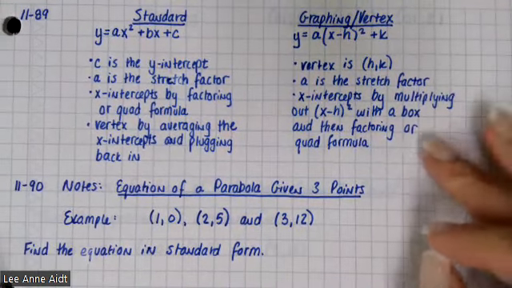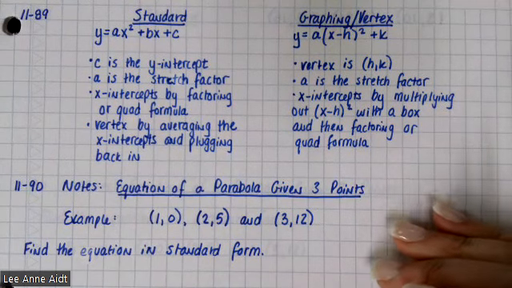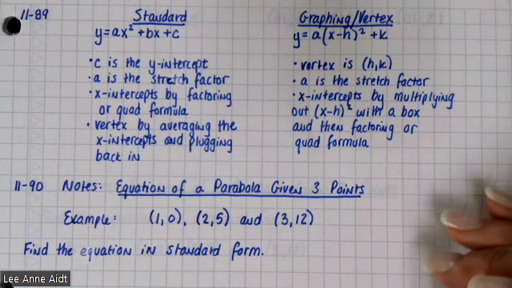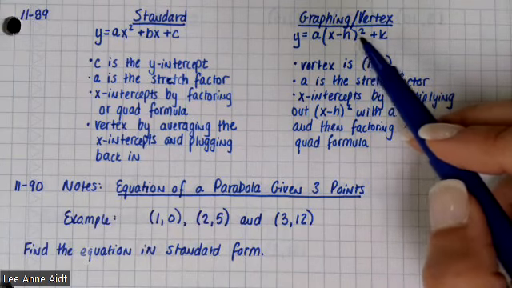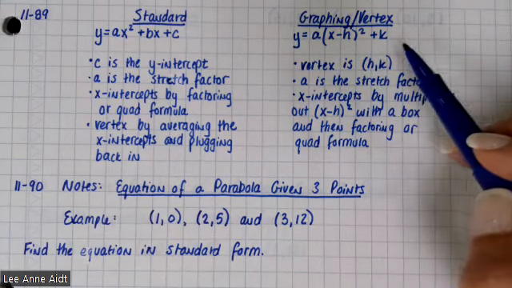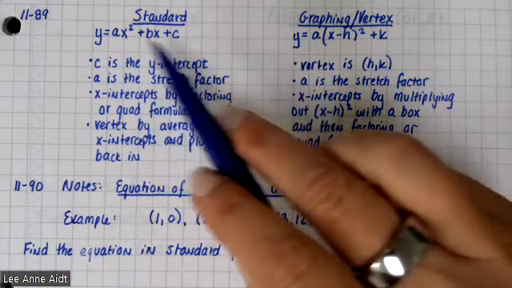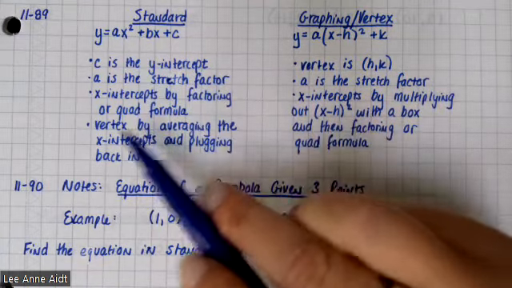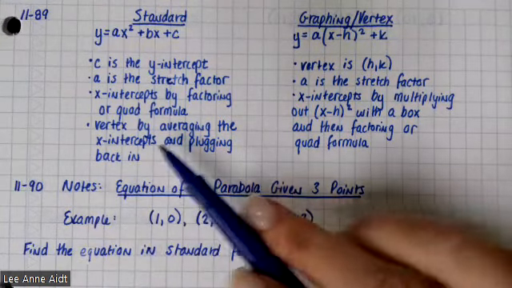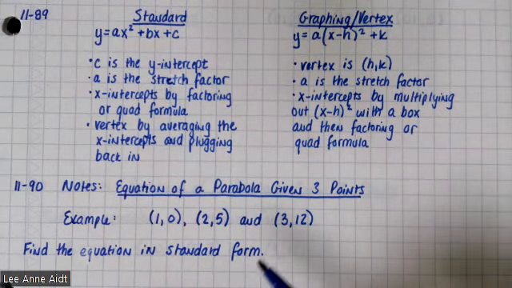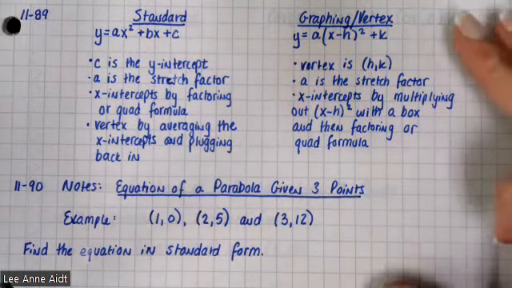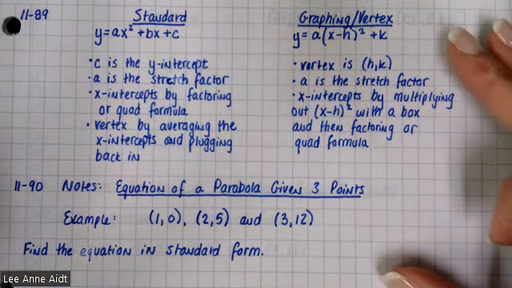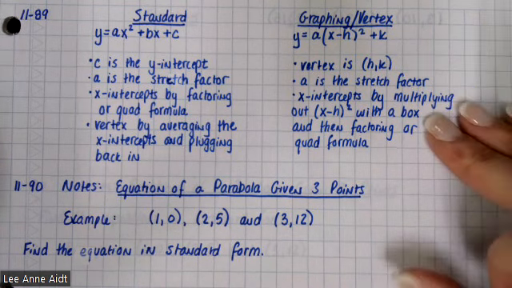Graphing a vertex form is not great for x-intercepts. You have to take this part here and make a box, multiply that out, distribute the A, get it to look like this. And then you have to do the factoring, average it, plug it back in. It's terrible, but it's okay because, you know, we don't ask you to do that super often. I don't think I've ever asked you to do that.